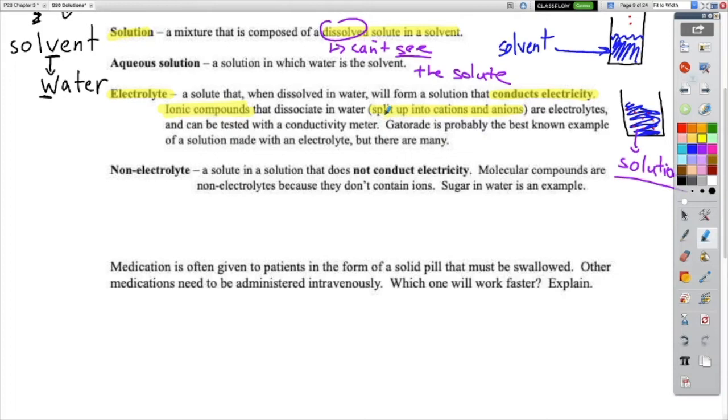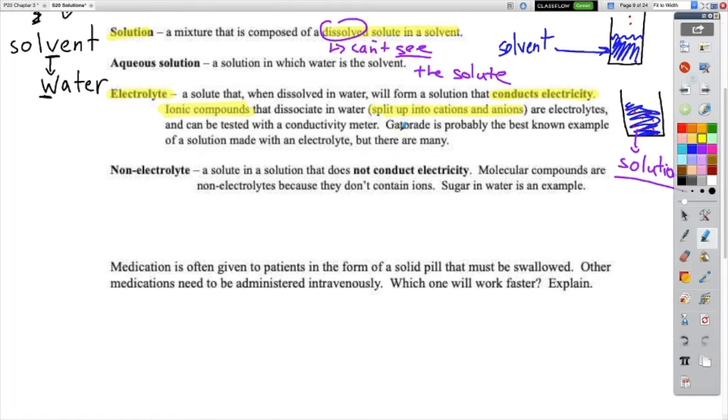You've probably heard the word electrolyte before, and it probably came from Gatorade, right? Why does Gatorade have these electrolytes in it? Why would you want Gatorade to conduct electricity? Well, if you go right now and wiggle your fingers in front of your face, try it. What's doing that? It's electricity that's coming from your brain.